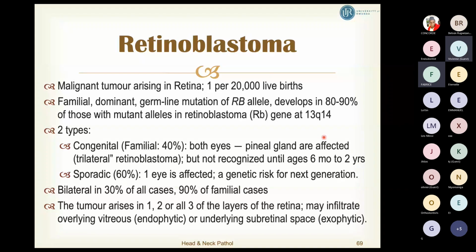So it is bilateral retinoblastoma in 30% of cases and 90% of familial cases. The tumor arises in 1, 2, or 3 of the layers of the retina and may infiltrate the underlying vitreous. When it infiltrates the vitreous, we call it endophytic, while when it infiltrates the choroid and the sclera, we call it exophytic. So that depends on what you see on a CT scan or endoscopy and so on.